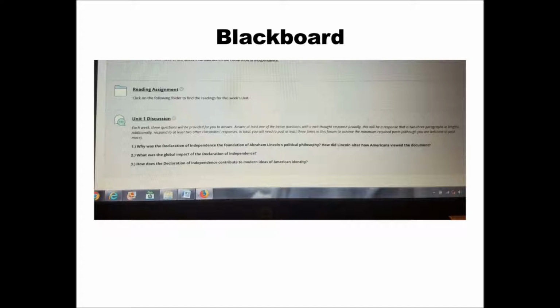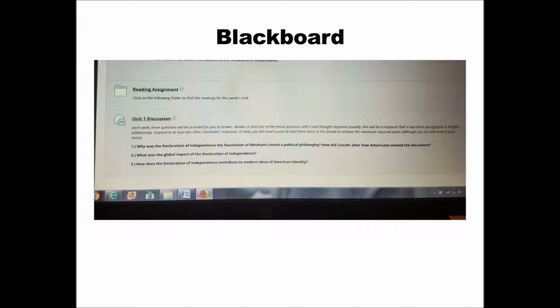First one involves the Declaration of Independence and Lincoln. You get that from reading the Declaration and the 2 pieces on Lincoln, and you can answer that. Number 2, what was the global impact of the Declaration of Independence? You can get that from reading the Declaration, understanding it, my historical context, and then the pieces on David Armitage. Number 3, think about the way it contributes to modern ideas of American identity. That's sort of a combination of most of the pieces that you can read and your thoughts. In answering, you only have to answer one question. You don't have to answer 2 or all 3.